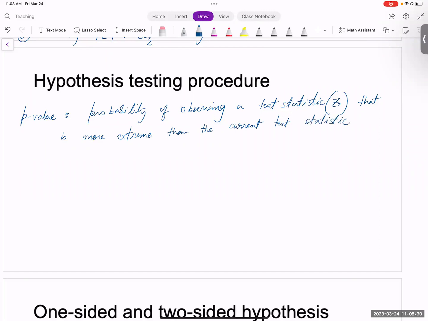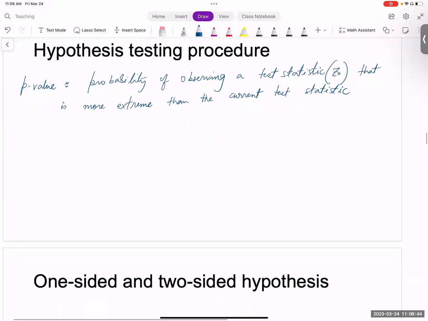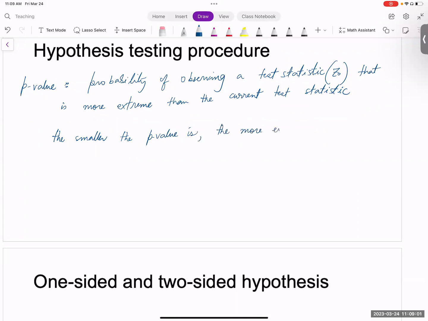Right? So it basically says, let's say you've computed your current test statistic z0, and if you get more data in the future, what is the probability, or what is the likelihood, that you might obtain a test statistic which is even more extreme than z0, right? And so the conclusion that we make using p-value is that the smaller the p-value is, the more evidence you have against the null hypothesis.